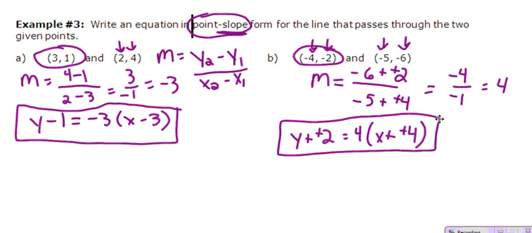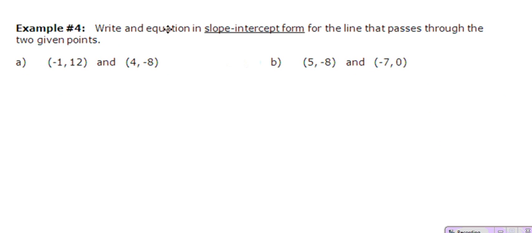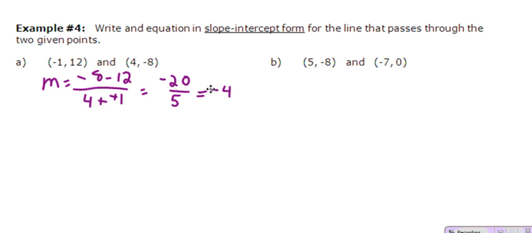So let's look at another example. This one says write an equation in slope-intercept form for the line that passes through the two given points. The process is still the same. I need to find a slope first. So same thing, y2 minus y1, so negative 8 minus 12 over x2 minus x1, so 4 minus negative 1. Negative 8 minus 12 is negative 20. 4 plus 1 is 5. Negative 20 divided by 5 is negative 4.